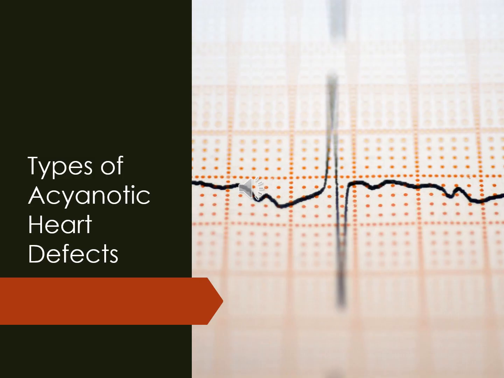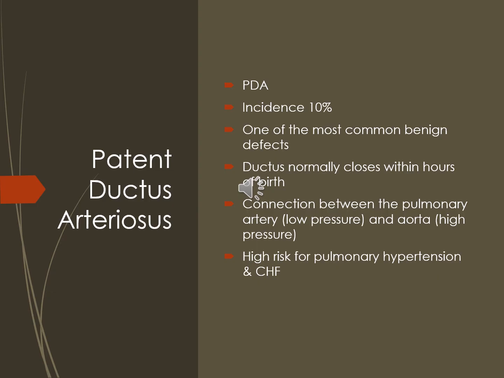Let's talk about acyanotic heart deficits a little more in depth. With patent ductus arteriosus, the incidence is about 10%. It's one of the most common benign deficits. The ductus normally closes within hours of birth. So keep in mind that there's a connection between the pulmonary artery, which has low pressure, and the aorta, which has high pressure. So there's a risk for pulmonary hypertension and congestive heart failure with this.